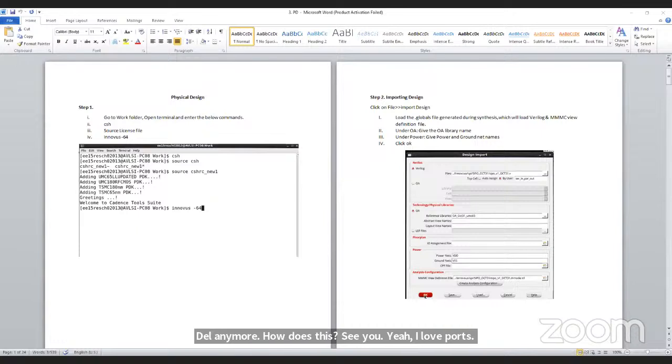For each and every step in physical design, we have inputs, process, and outputs. The process is nothing but whatever steps we are performing in that stage. And we are giving some input files. What are those input files? And we are getting some output files. What are those output files?